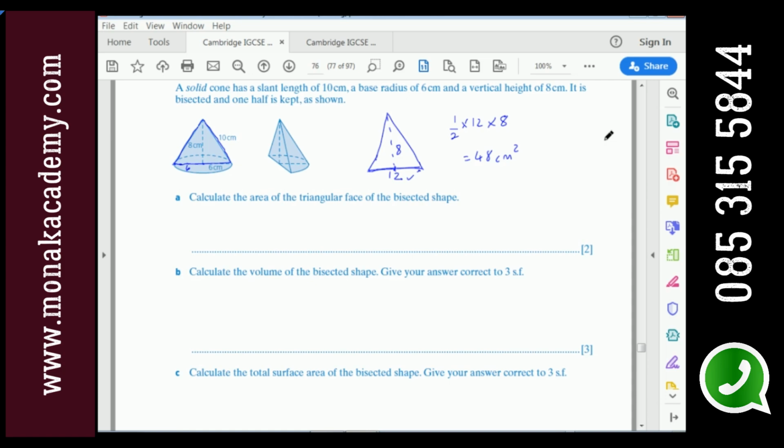It was this one. The one of volume. Volume of the bisected shape, right? What does it mean, bisected? Cut in half. So which means you're going to calculate the volume of the whole cone, because that's the formula you have. The answer you get, you do what with it? Divided by 2. Where is the formula for volume there?